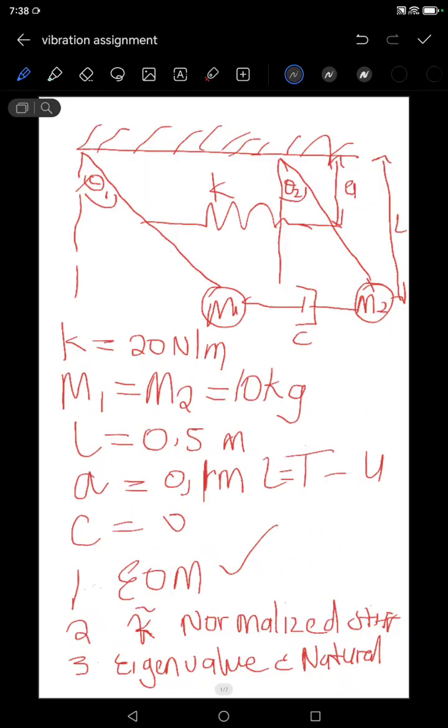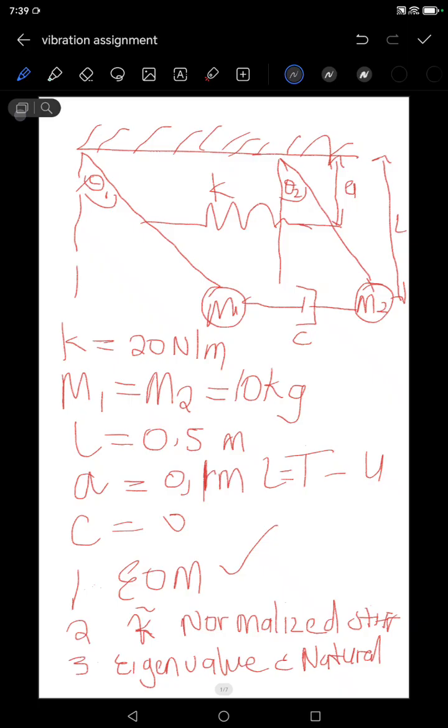Then the second equation, I said, is going to be the normalized stiffness. I know we haven't done this, but I'll show you how to determine the normalized stiffness, the eigenvalue, natural frequency, and the eigenvector. I'm just going to show you the formulas, I won't go through the notes and explain. All the time you'll be using the same formula to determine the normalized stiffness, the eigenvector, the natural frequency and eigenvalues, and the spectral matrix and modal matrix.